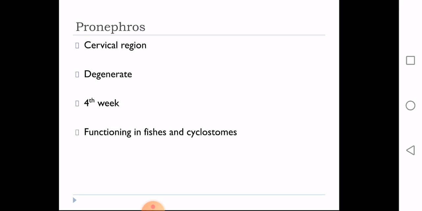So let us look at each part. The pronephros is forming at the beginning of the 4th week in the cervical region. It is non-functional and it completely regresses. It is functioning, as we earlier mentioned, in certain types of fishes and cyclostomes.